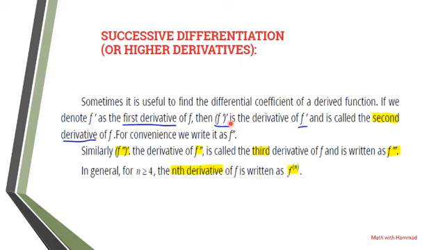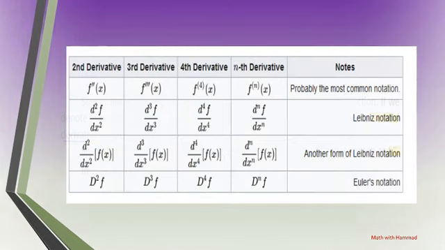As we know that f prime or f dash means the first derivative of f with respect to x, or the independent variable. So if we again take the derivative of the first derivative, it is called the second derivative and it can be written as f double dash, and the derivative of f double dash is the third derivative and it can be written as f triple dash, and so on. So the nth derivative can be written as f of n. This is successive differentiation or higher order derivative.